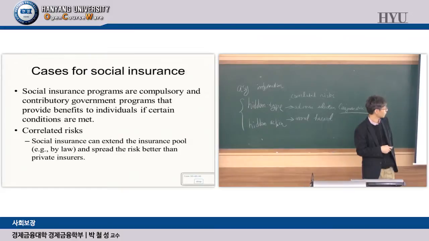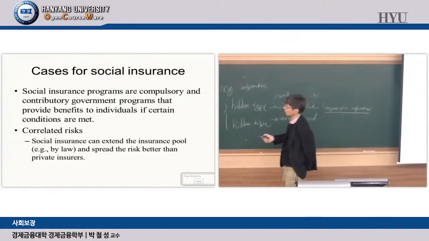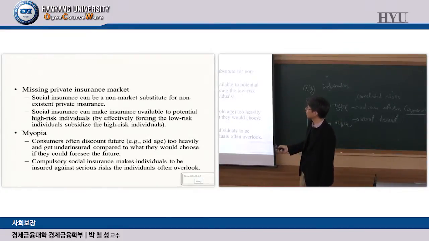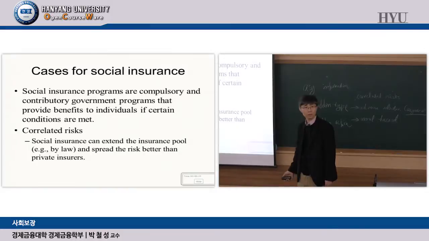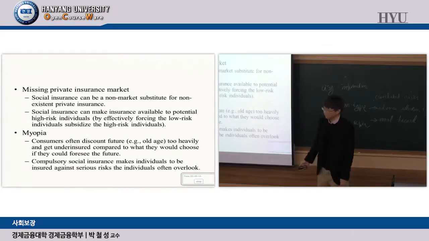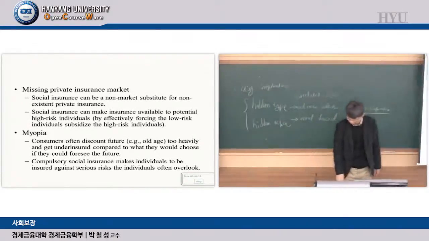And correlated risks, the problem is much lower in social insurance because it can cover everyone. Even if the risks are correlated, if you think about the whole population, if it's unemployment, it can be a pretty small problem relatively. So they can spread the risk better than private insurers. And so correlated risks can be, I think we have to stop today. Okay. And we will continue our discussion next time.